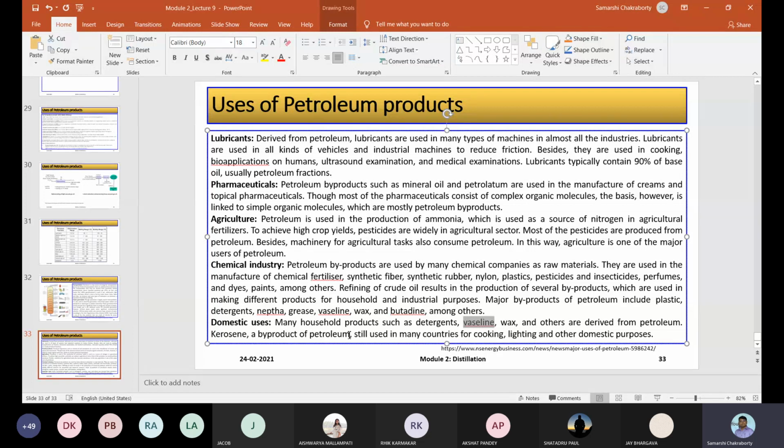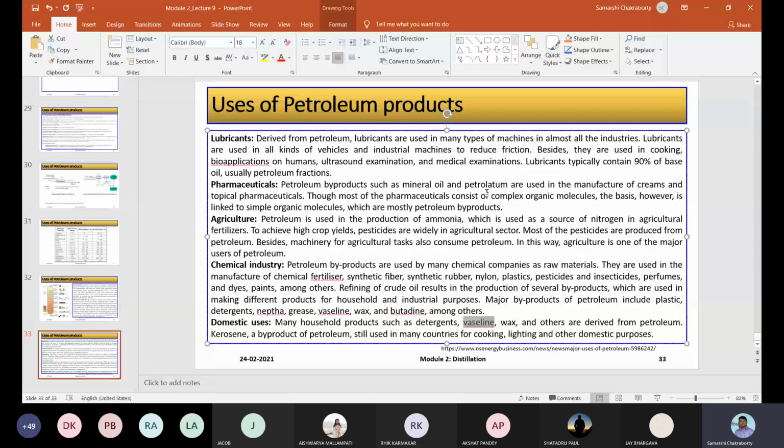for lighting up. In rural areas in India, kerosene is still used as a source of energy, for lighting lamps. And in other countries, kerosene is used for cooking, lighting, and other domestic purposes like rust removal, solvent for paints, insecticide, pesticide. So this is all about the different types of applications of petroleum products.